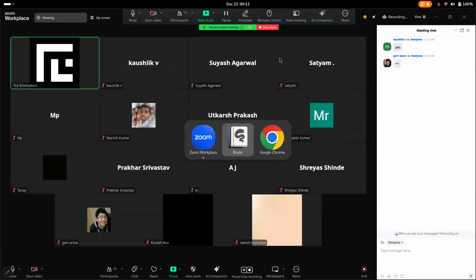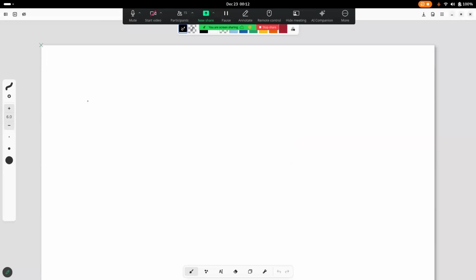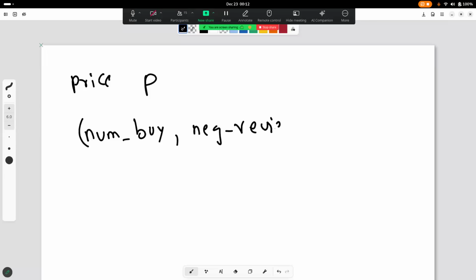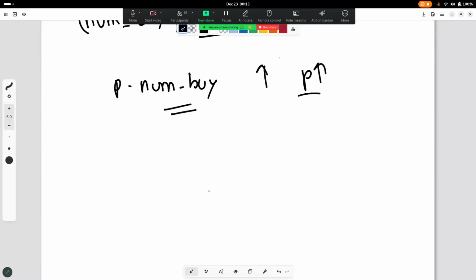Yeah, sure. Now, based on what we discussed up to now, if you have a price P and you know the number of people who are going to buy this thing and the number of negative reviews you are going to get, this is just to check if the whole thing is valid, and P times the number is your sales. This thing increases once P increases, assuming that this number is fixed.